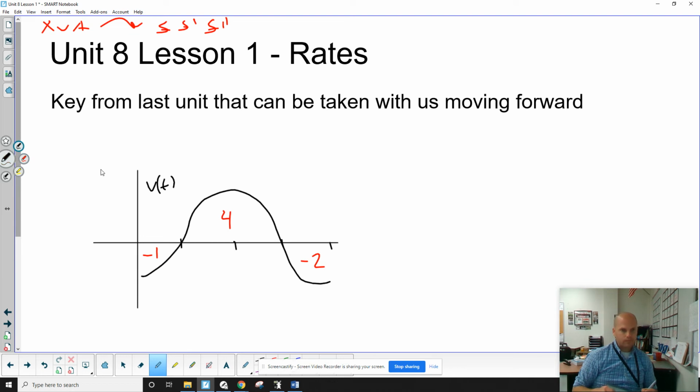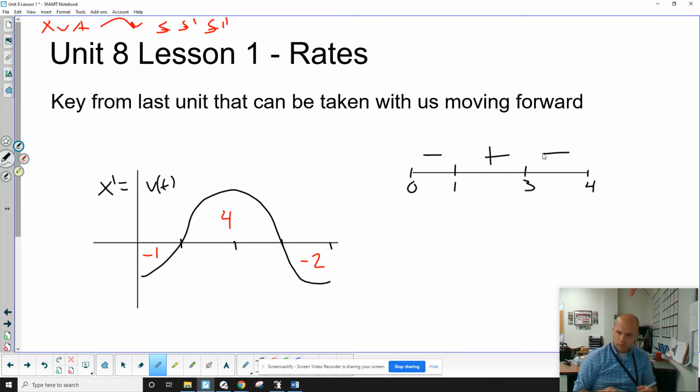If you have a derivative, you know that v is x prime, and you did your sign analysis over a closed interval and got negative, positive, negative. This is stuff we used to do back in Unit 3. We'd analyze the signs of a derivative. Let's pretend those weren't there. We know that tells us x is decreasing, increasing, decreasing, right?